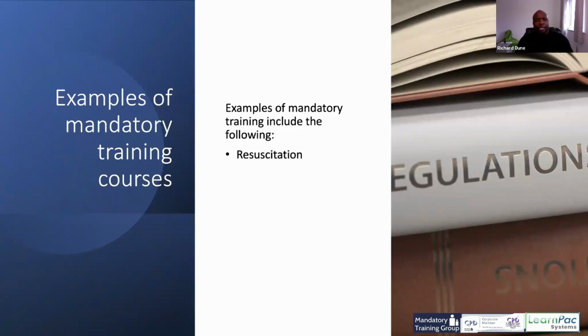Examples of mandatory training, we can look at resuscitation, for example. The Resuscitation Council UK provides the guidelines on how we do resuscitation, but these guidelines are also used when we do first aid training. So in general, in hospitals, clinically trained people are going to be doing resuscitation training. It starts at basic life support, level 2.